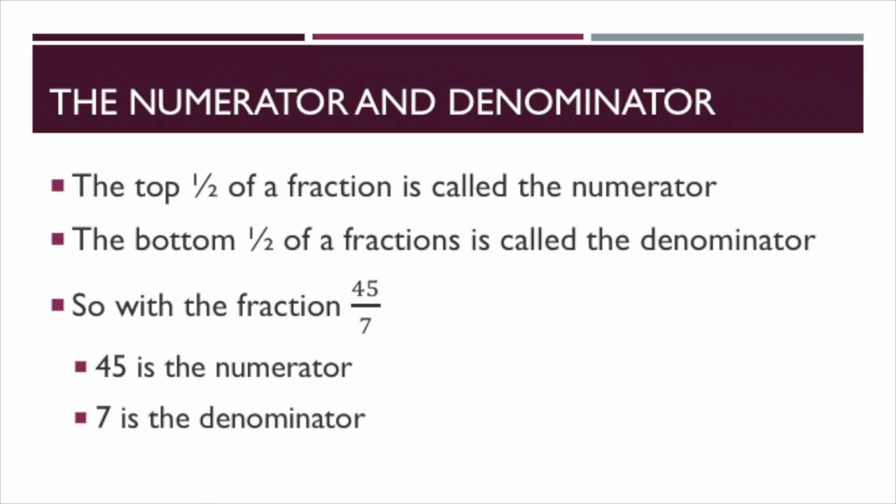So the top half of a fraction, that 45 times p we saw before, is called the numerator, and the bottom half is called the denominator. So if we had a fraction 45 over 7, 45 is the numerator and 7 is the denominator.